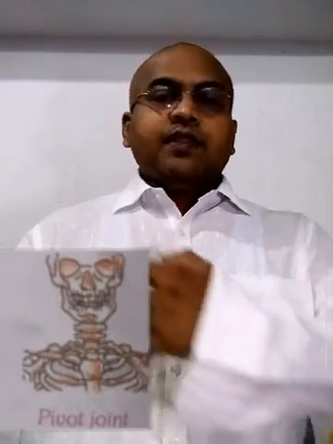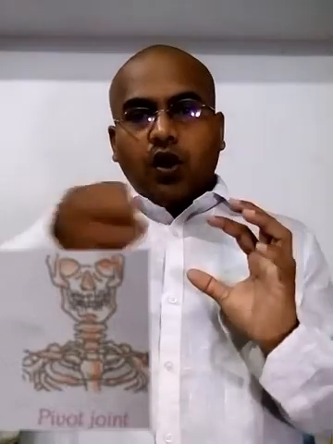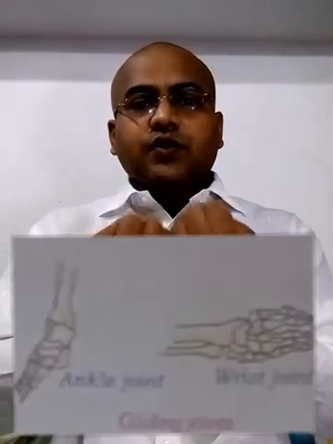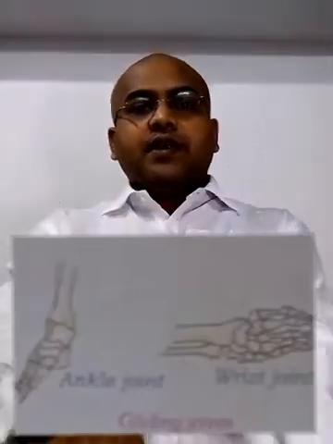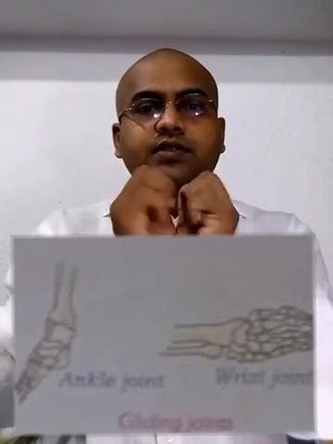Now let's discuss the types of movable joints. The first type of movable joint is the pivot joint, like your neck joint. The next is the shoulder joint, or you can say ball and socket joint. The next one is our hinge joint. And the next is the gliding joint. This pattern is called a gliding joint.